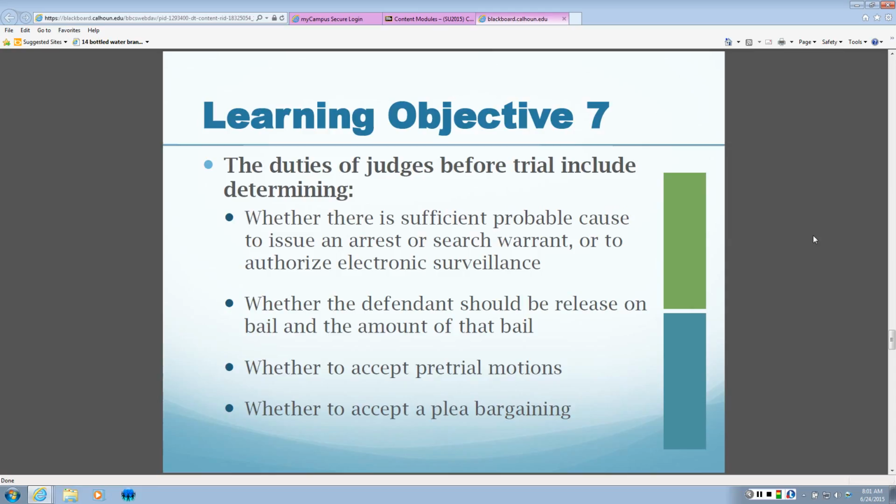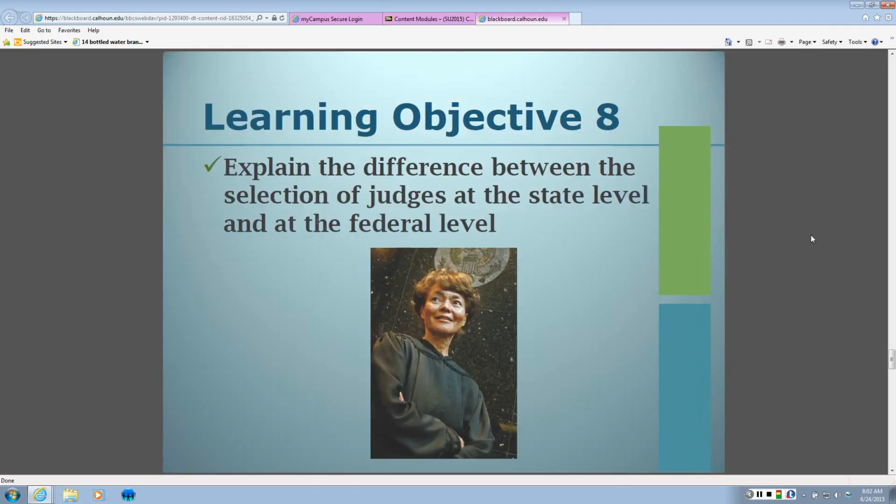Basically, these actions are what allows the courts to be as efficient as they are. Not that they are hugely efficient, but if we didn't have these pre-trial actions, there's no way we can go to trial on every single case. It's just not going to happen. So just understand that we have to do certain things prior to the beginning of trial that helps move that case through the system. Learning Objective 8 talks about the selection of judges.